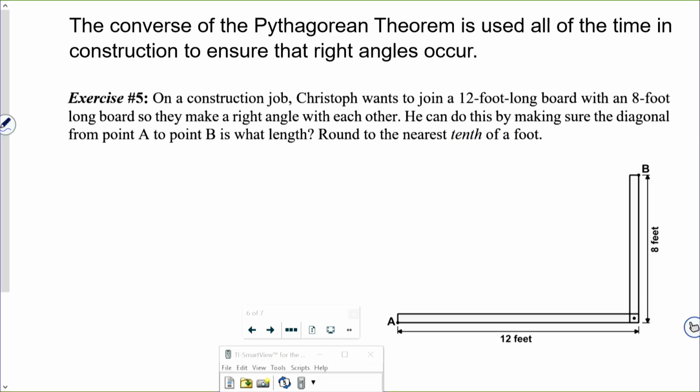On a construction job, Christoph wants to join a 12-foot long board with an 8-foot long board so they make a right angle with each other. He can do this by making sure the diagonal from point A to point B is what length? Round to the nearest tenth of a foot.